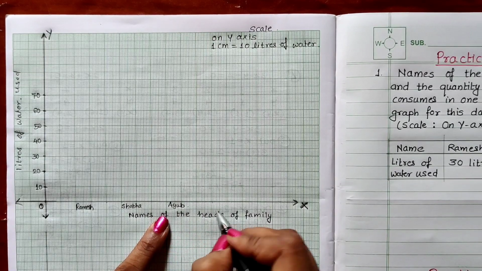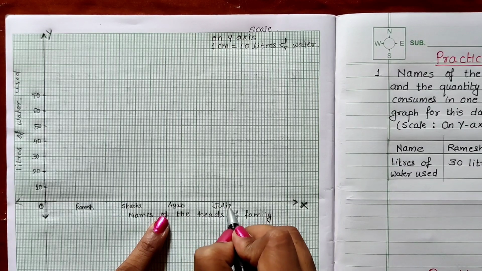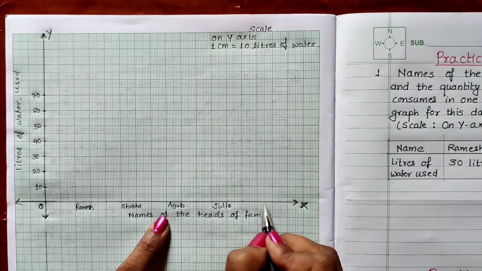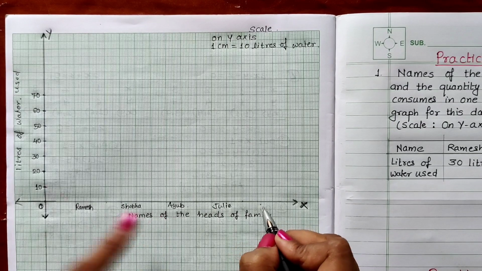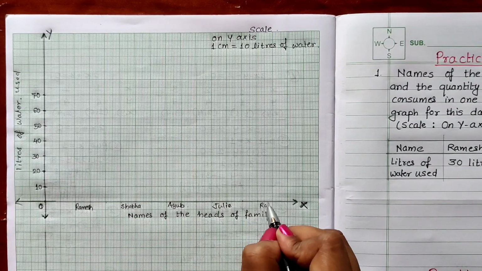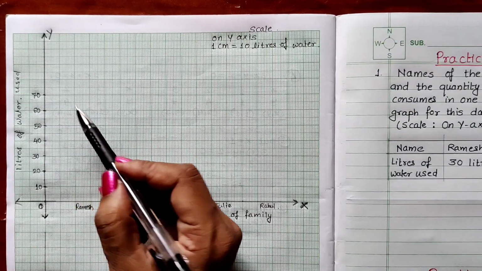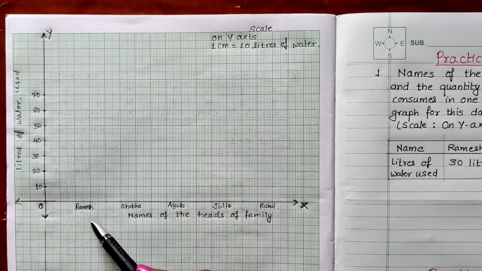1, 2, 2 columns, I will be drawing the next column. Head name is Julie. 1, 2, after 2 columns, I will be writing the next column. Head name is Rahul. Okay. Now let us draw a column for first family.